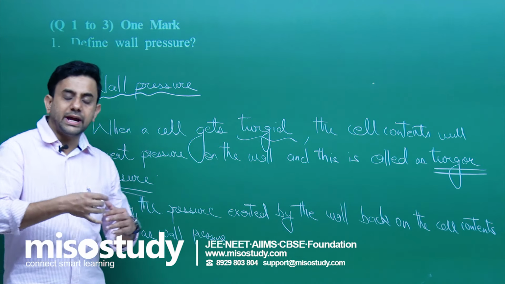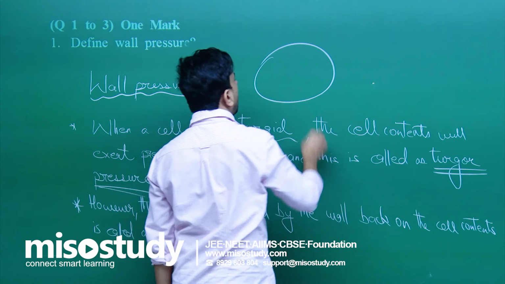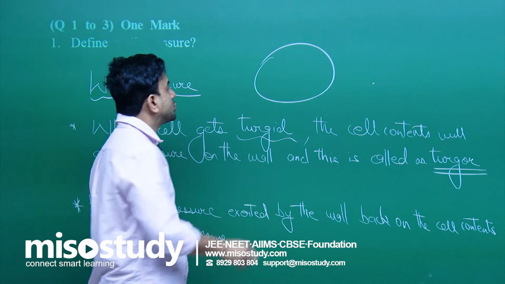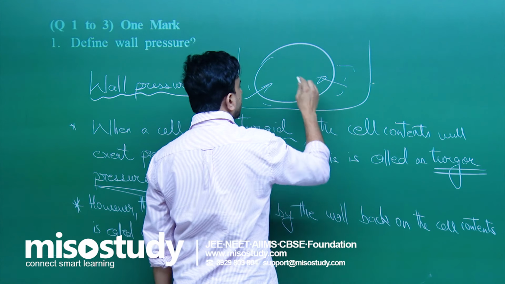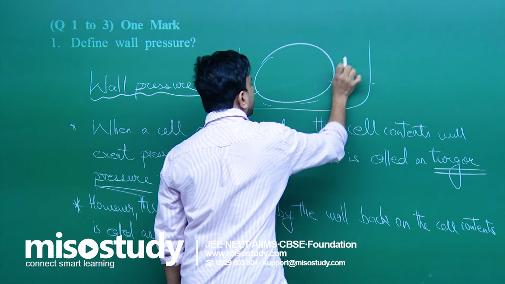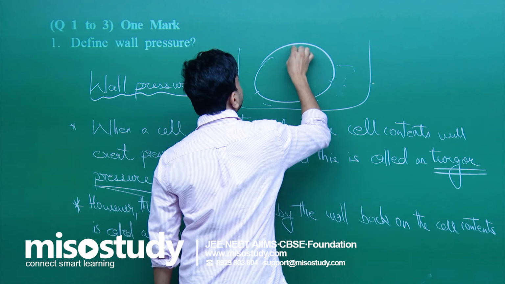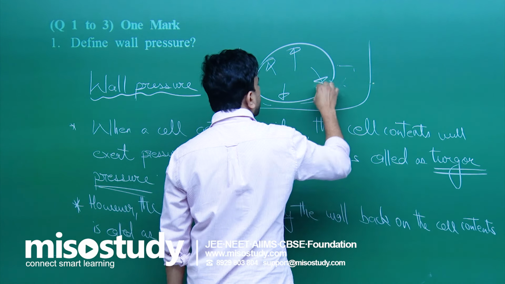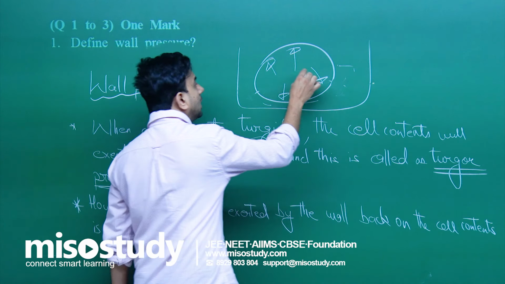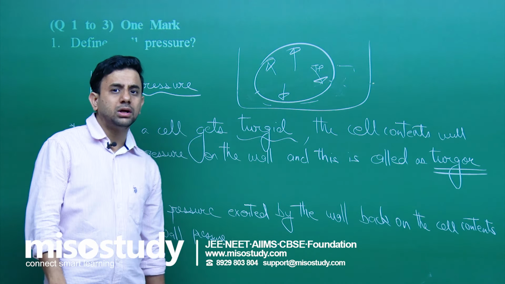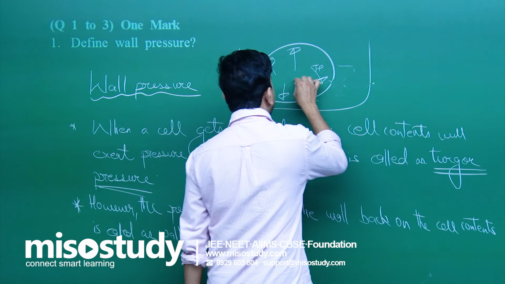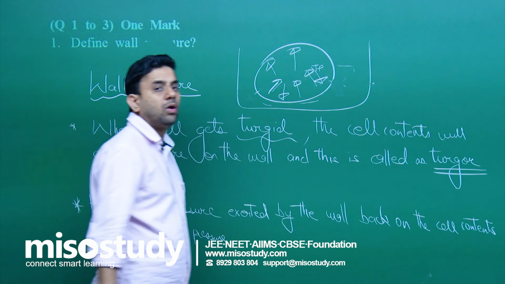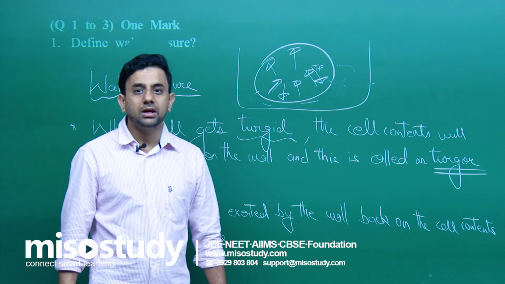So, you see, what if this is a cell and we place it in pure water, right. This is pure water, there will be endosmosis, and because of this endosmosis the cell will get turgid. So, the cell contents will exert pressure on the wall, this is called the turgor pressure, TP, and the wall will exert pressure back on the cell contents, called the WP, wall pressure.